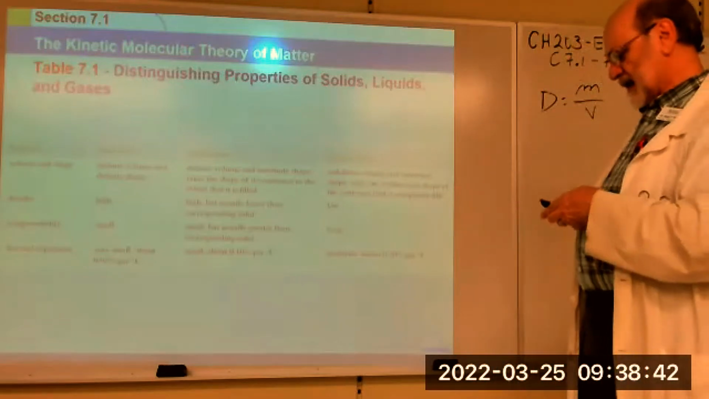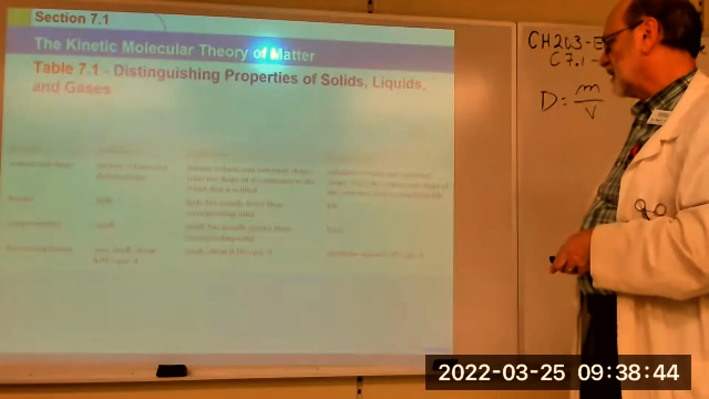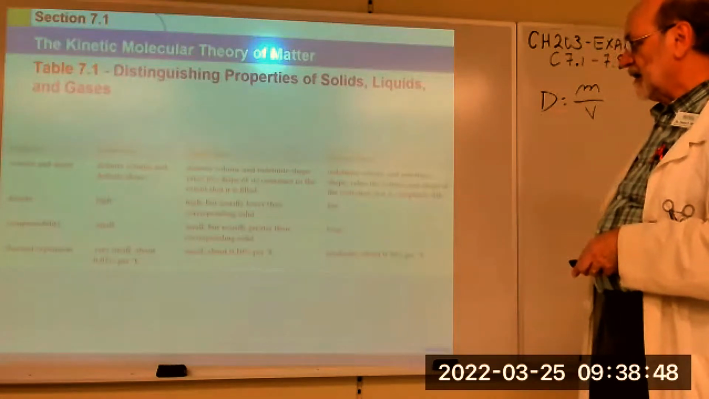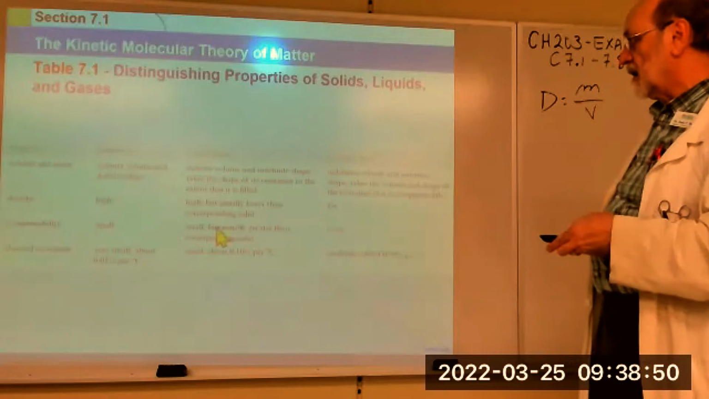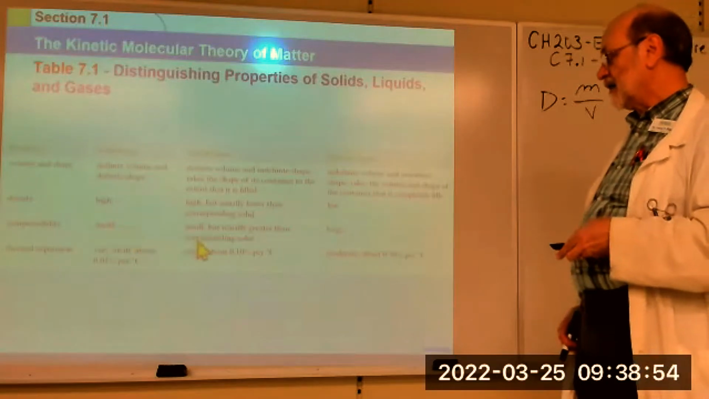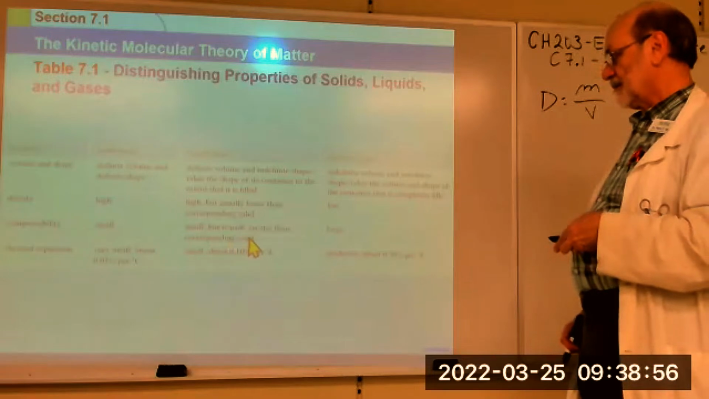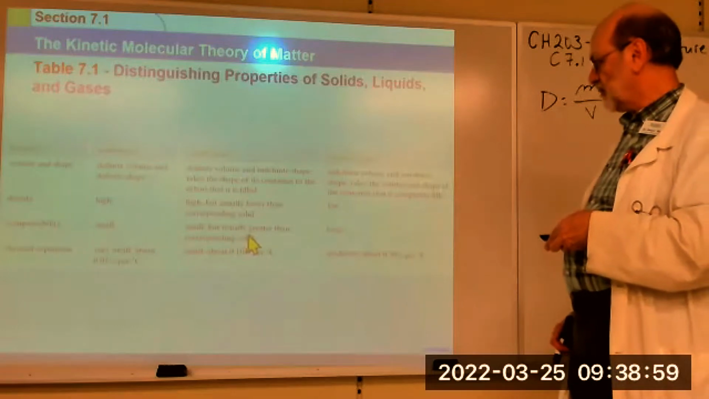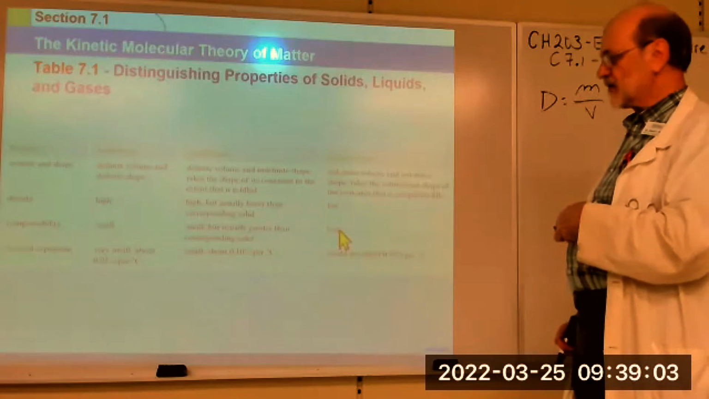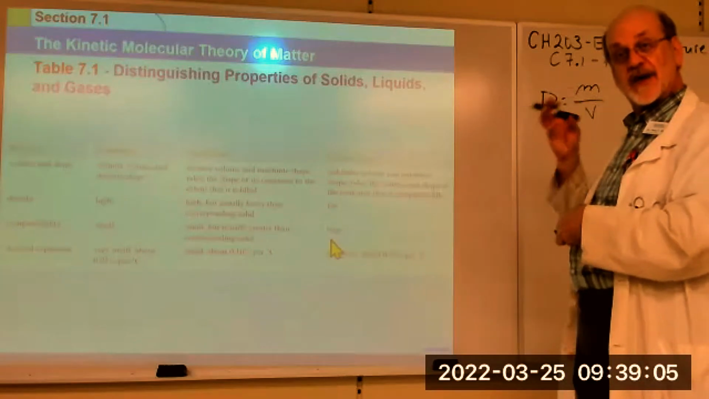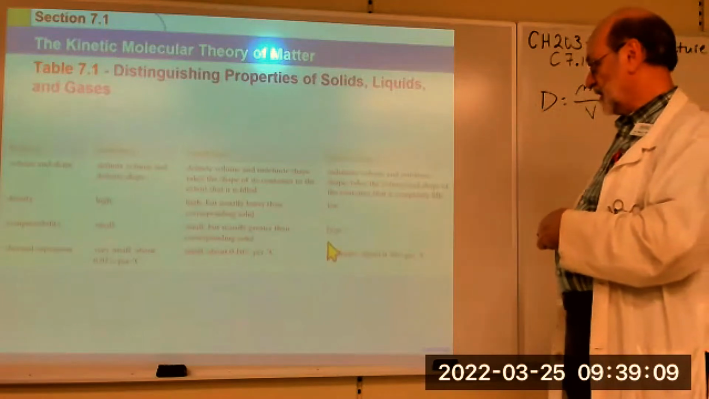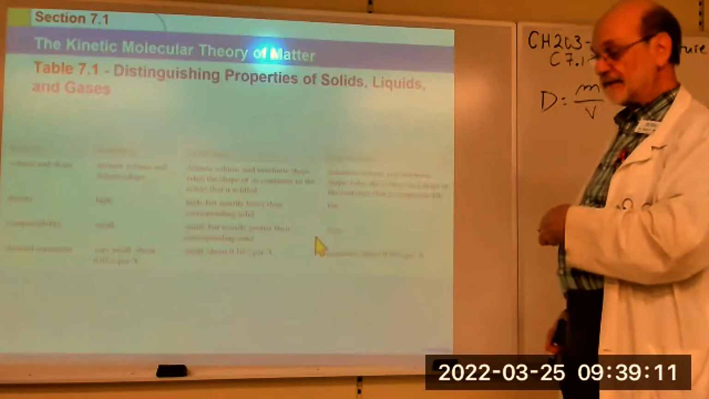Okay, so let's see. Shape, density, compressibility. We mentioned this earlier. Small compressibility for solids, if any. Small for liquids, maybe a little more compressible. And then huge, very large compressibility for gases. Why? Because there's lots of space between the molecules. You just move them closer together. And that's your measure of compressibility.